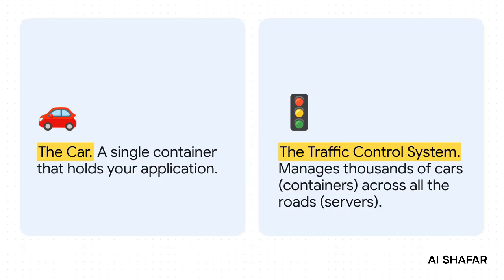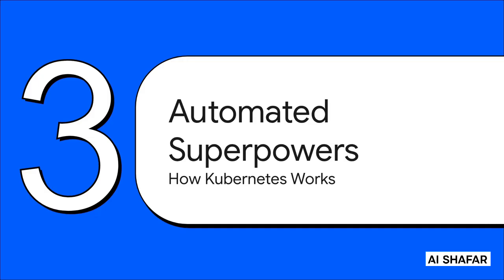You know, here's probably the best way to think about it. If a single container running your app is like a car, then Kubernetes is the entire city's traffic control system. It's not worried about driving just one car. No, it's managing thousands of them across all the roads, which are your servers, making sure every single car gets where it needs to go, safely and efficiently. So how does it actually do all that?